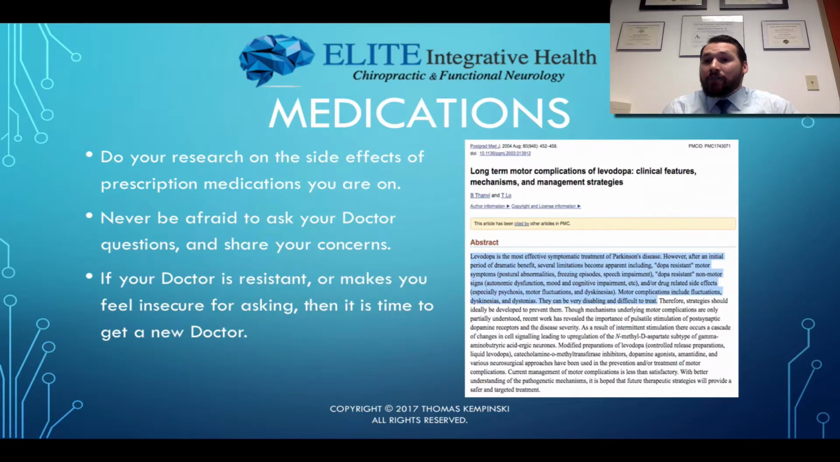And then you can have drug-related side effects, which include psychosis, motor fluctuations, dyskinesias. So psychosis, we're looking at hallucinations. Dyskinesias, these are movement disorders. This could turn into a rapid, uncontrollable movement of the extremity. And then motor complications can include fluctuations, dyskinesias, and dystonias. And with dystonia, you're looking at more of a posturing, almost like what you would see in a stroke patient. You kind of are stuck in a position.